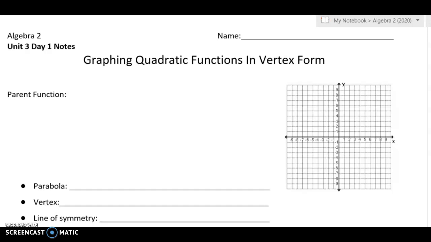All right, guys, we're going to be starting Unit 3, Day 1 Notes. The title for today's notes is Graphing Quadratic Functions in Vertex Form.